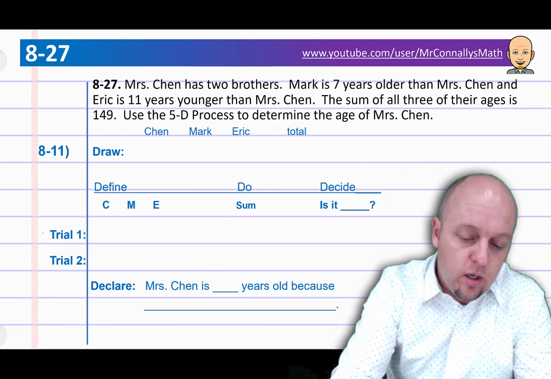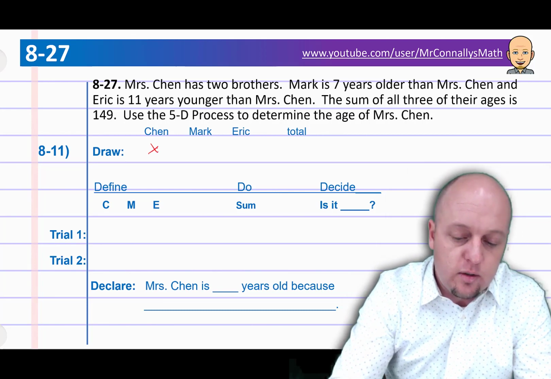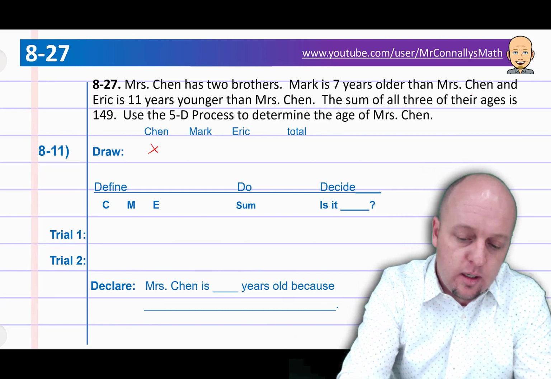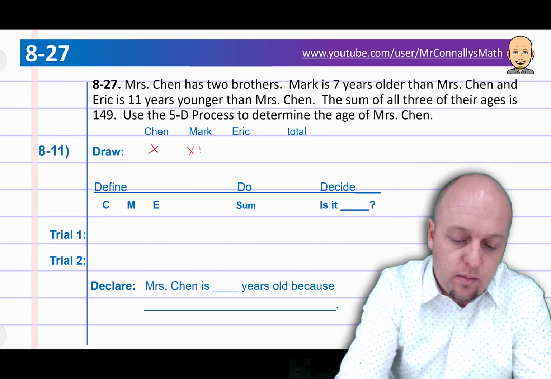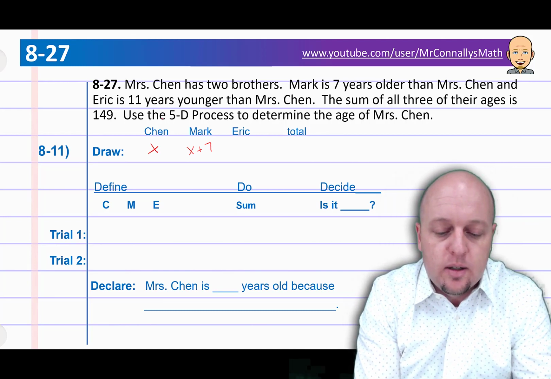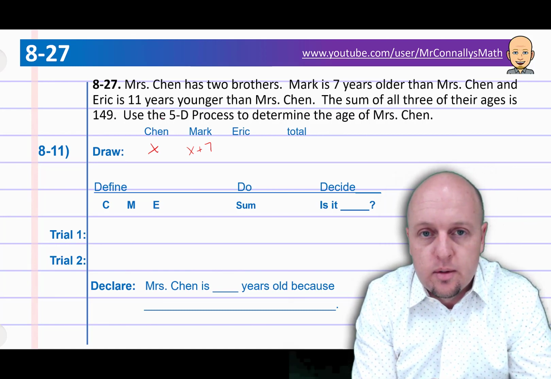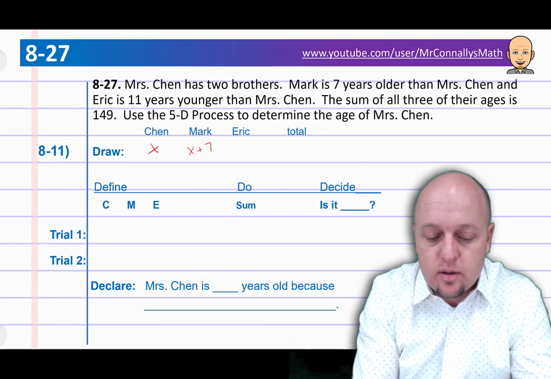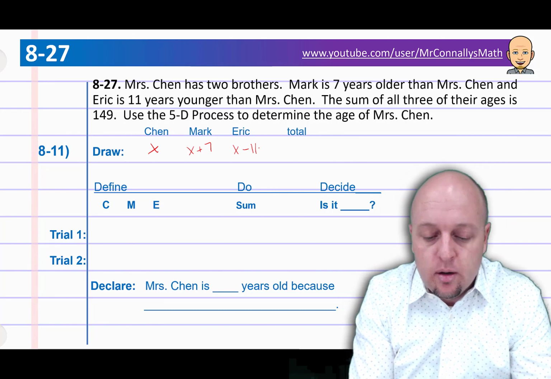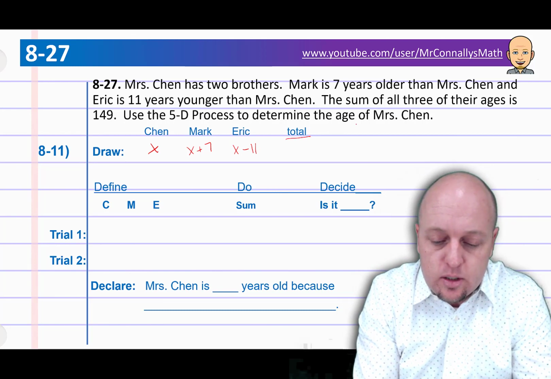Mrs. Chen, do we know? We don't know what she is, so let's just use x. Mark is 7 years older than Mrs. Chen, so that would be x plus 7, because he's 7 years older. And then Eric is 11 years younger than Mrs. Chen. So what do we put for that one? Well, Mrs. Chen is x, so we'll do x, and he's younger, so it's minus 11. And we know the total, or the sum of all their ages, is going to be 149 years.